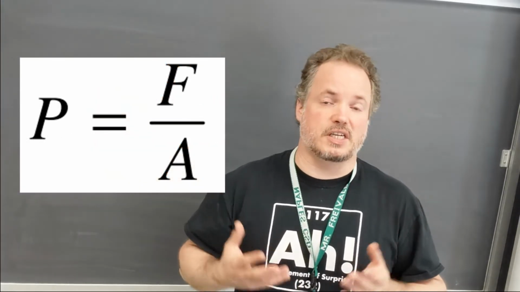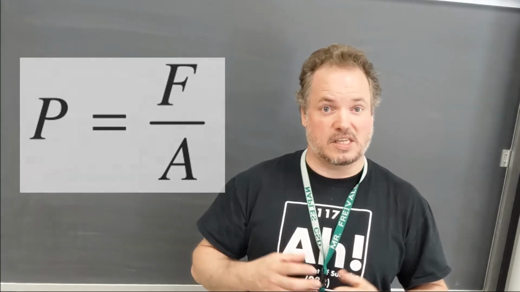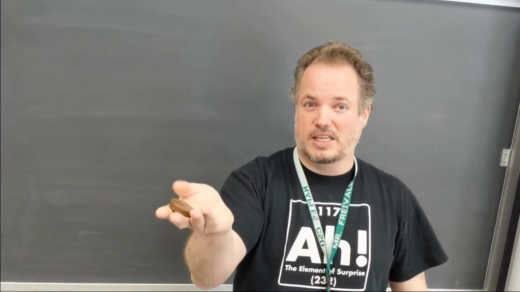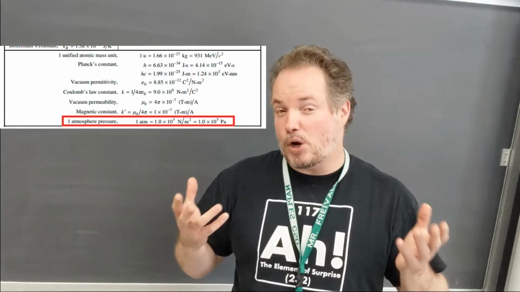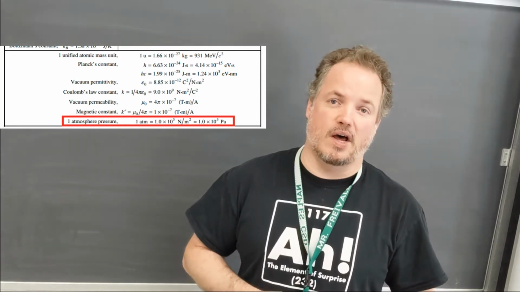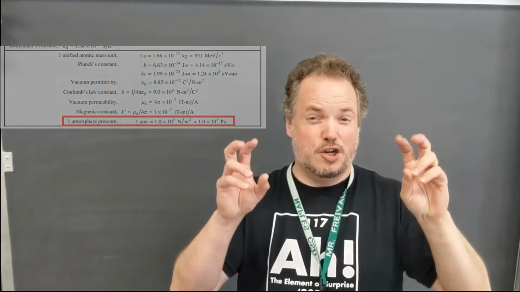Now, pressure in physics is measured in pascals rather than, say, atmospheres or PSI, pounds per square inch, like you might have in your tires. A pascal is 1 Newton per square meter, and that's a very small amount of pressure. This weighs about 1 Newton on Earth. Spreading that out over 1 square meter is very, very little. So when you look at how many Pascal are in an atmosphere, you're looking at about 100,000 Pascal per 1 atmosphere of pressure.